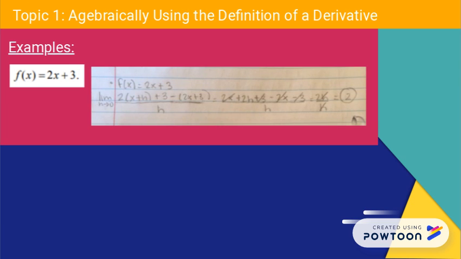f prime of a. So when using the definition of a derivative to find the derivative of the function 2x plus 3, you see by my work that after adjusting the function to the definition of a derivative, after simplifying and canceling out terms, we find that the derivative of this function is 2.